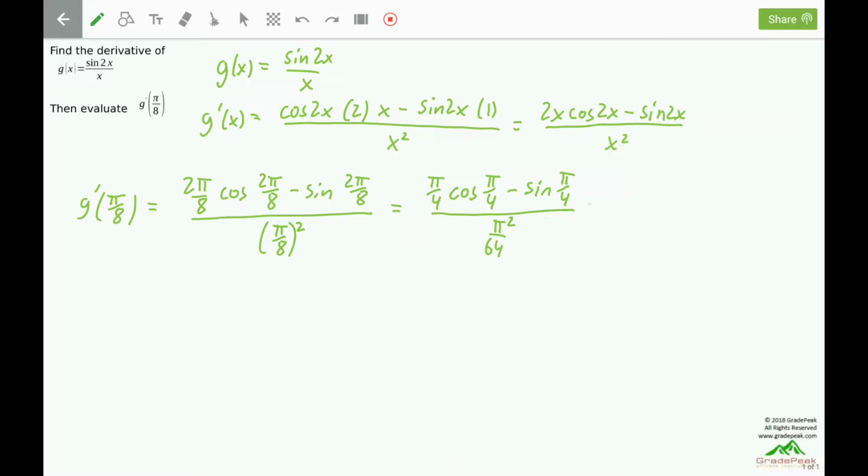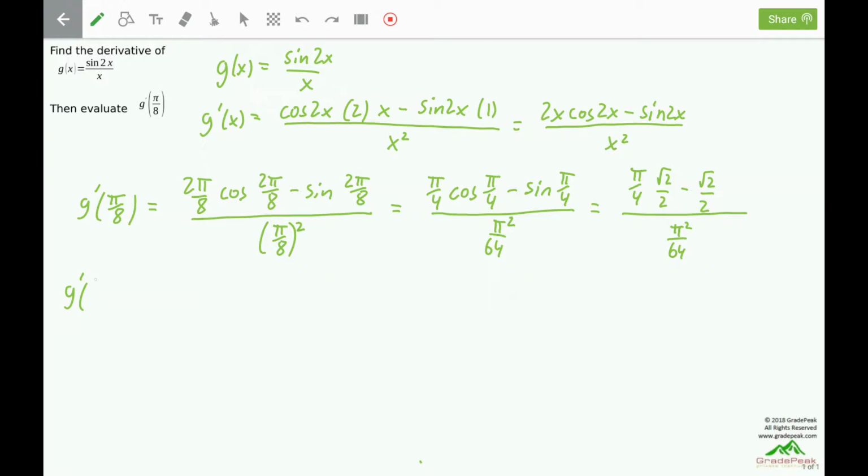Now, back in the numerator, we will have pi over 4 times the cosine of pi over 4, which is root 2 over 2, minus the sine of pi over 4, which is also root 2 over 2, and then this entire thing over pi squared over 64.